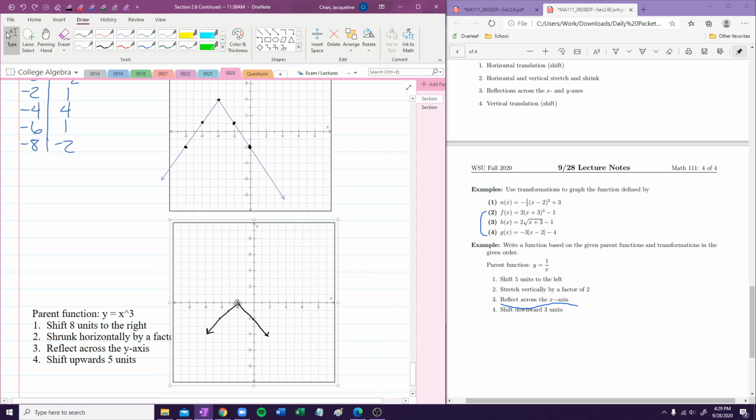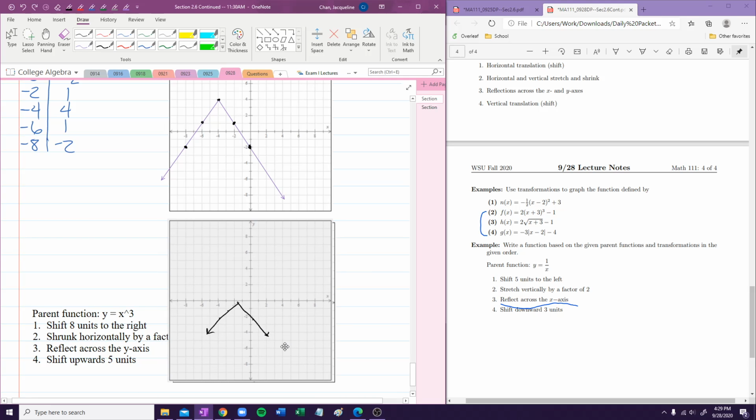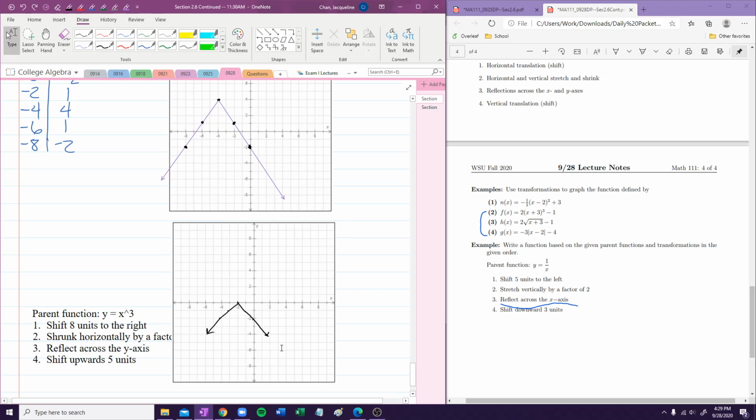oh my gosh, if I can grab the graph properly. Geez, sorry guys. Okay, this needs to go away.